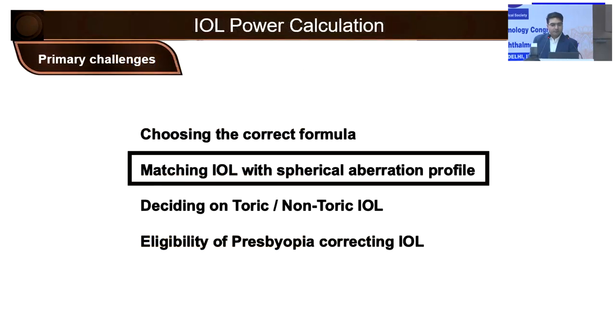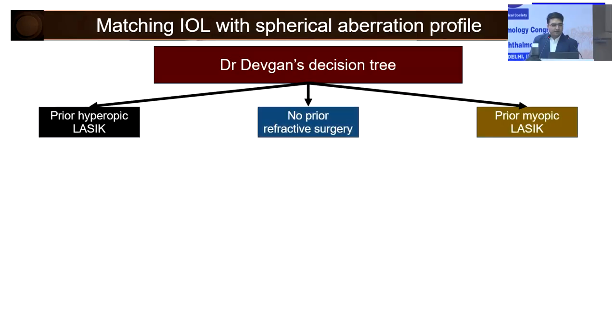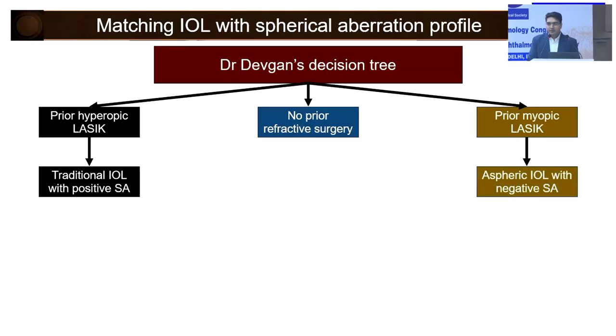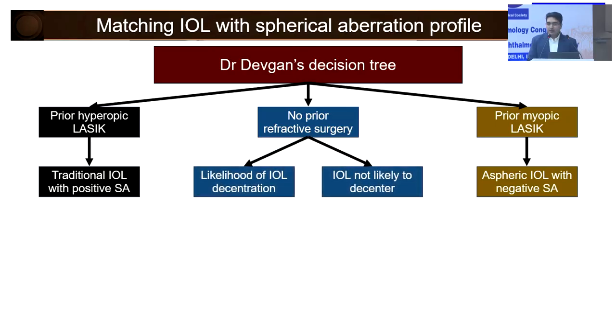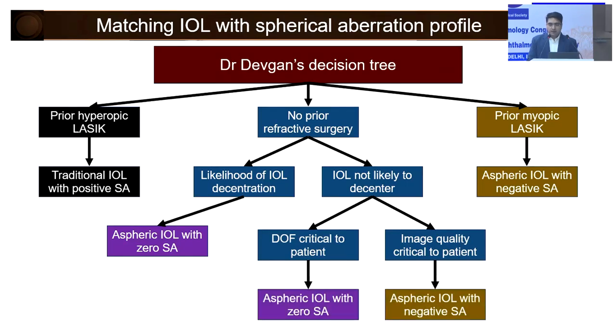Matching the IOL with the spherical aberration profile: Dr. Uday Devgan gave a decision tree, which was introduced at the American Society of Cataract and Refractive Surgery conference. In a patient who has undergone prior hyperopic LASIK, a traditional IOL with positive spherical aberration should be implanted. In patients with prior myopic LASIK, an aspheric IOL with negative spherical aberration should be implanted. In patients with no prior refractive surgery with a likelihood of IOL decentration, an aspheric IOL with zero spherical aberration; where the IOL is not likely to decenter and depth of focus is critical, an aspheric IOL with zero, neutral aberration; and if image quality is critical to the patient, like active males or females who are driving regularly, aspheric IOLs with negative spherical aberration.